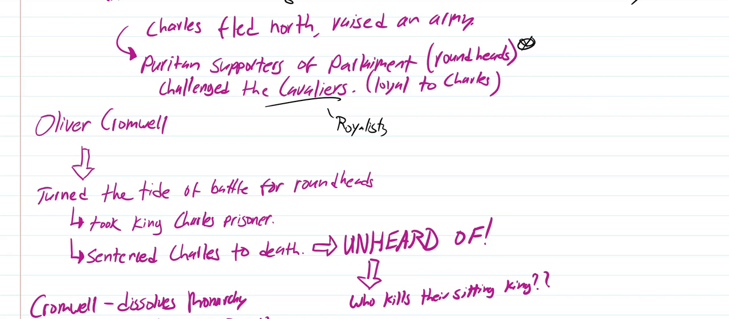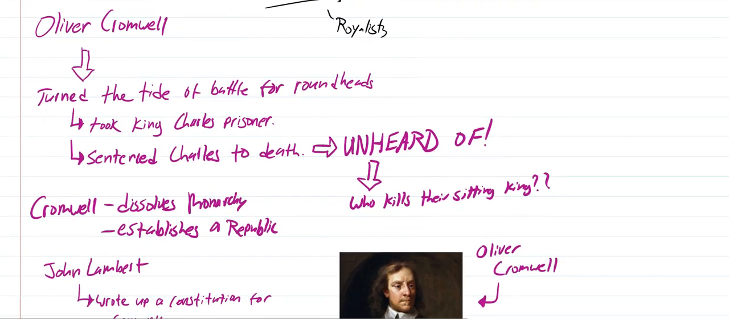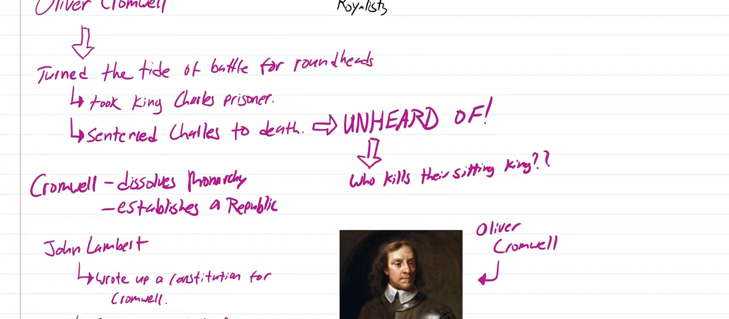And then enter Oliver Cromwell. Oliver Cromwell was a general that was able to take the Roundheads, the Puritans, and turn the tide of the battle. And eventually he was able to capture Charles and take him as prisoner. And then they tried him and sentenced him to death, which is completely unheard of.